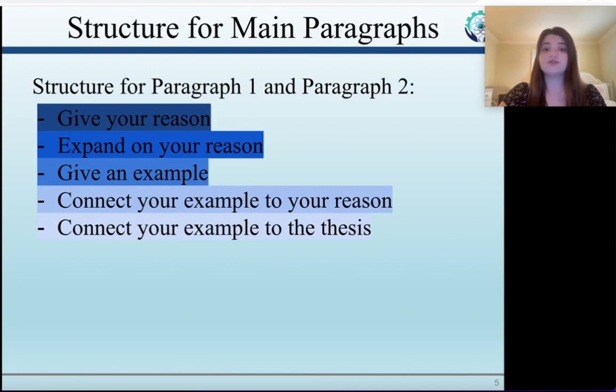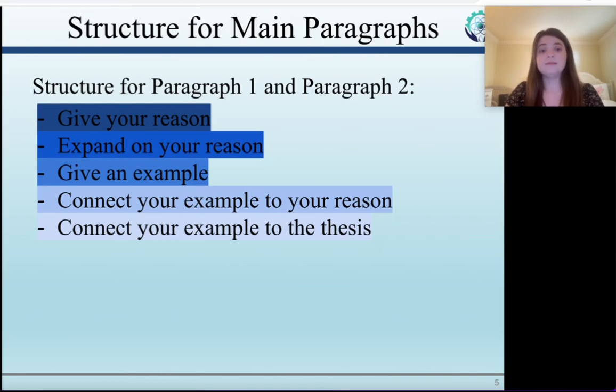So, what is the structure for the main paragraphs, paragraph one and paragraph two? Well, the first thing is we need to give our reason for what we believe, for our thesis statement and our opinion in the introduction paragraph. Then we need to expand on our reason. So give more of an explanation as to why that's our reason. How does our reason actually relate to what we're arguing? Why is our reason relevant? Then we're going to give an example. Then we're going to connect our example to the reason and then also connect our example back to the thesis, or our reason back to the thesis.